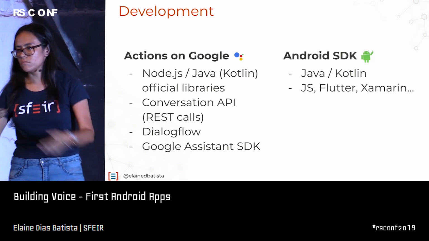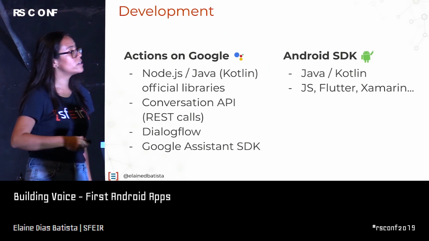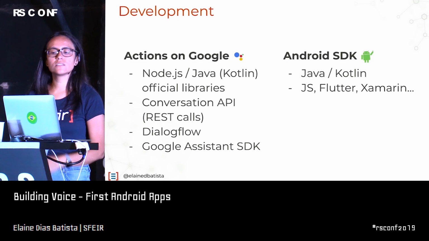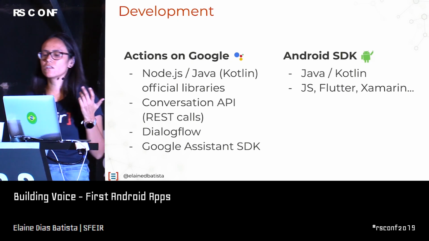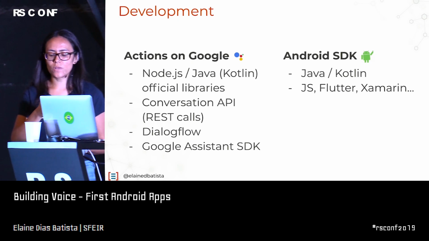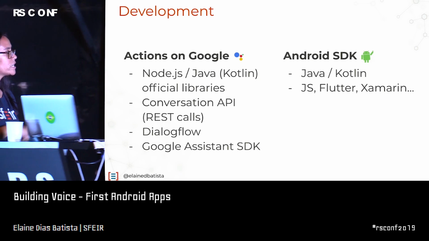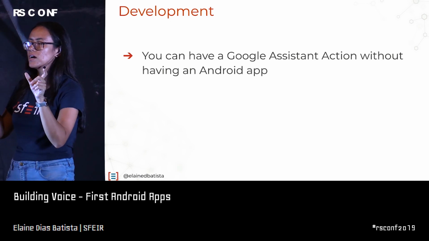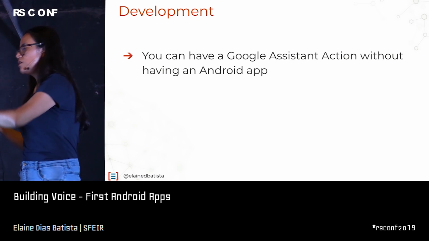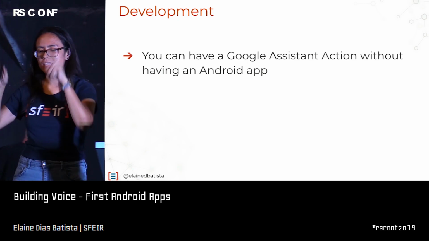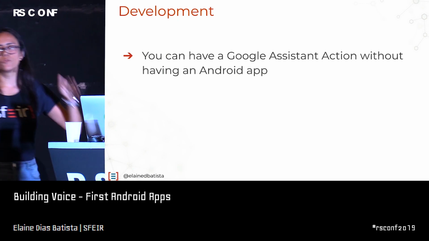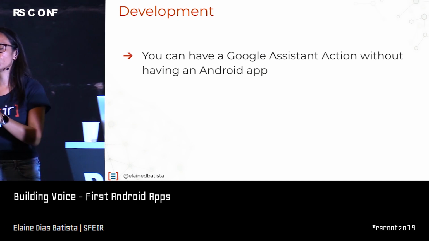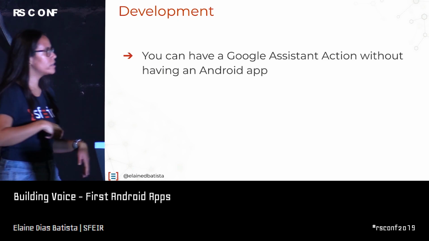And for Android, maybe a majority of you here are Android developers. You know how to develop Android applications. You either use Android Studio with Java and Kotlin, or you do some kind of cross-platform development. So yeah, completely different. And also, some people think that you have to have an Android app first in order to have a Google Assistant app. It's called an action. Not at all. Again, completely different ecosystems. They work well together, and we're going to show that later, but they can work really well separated too.